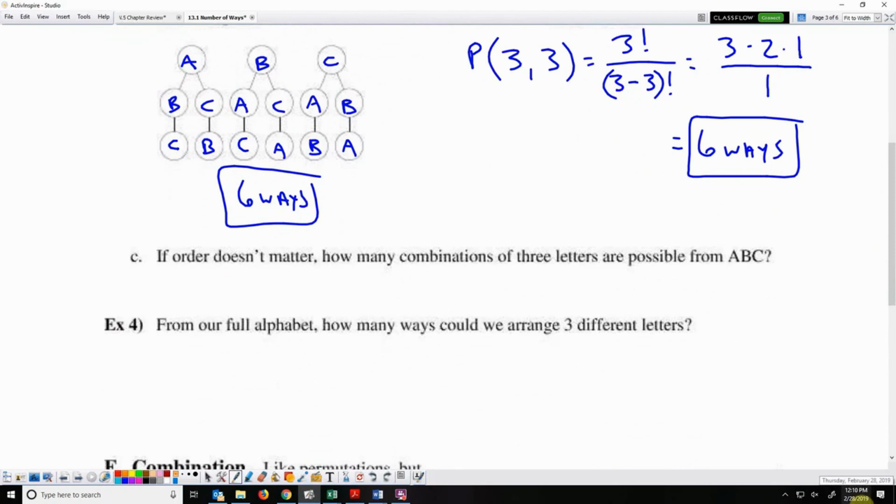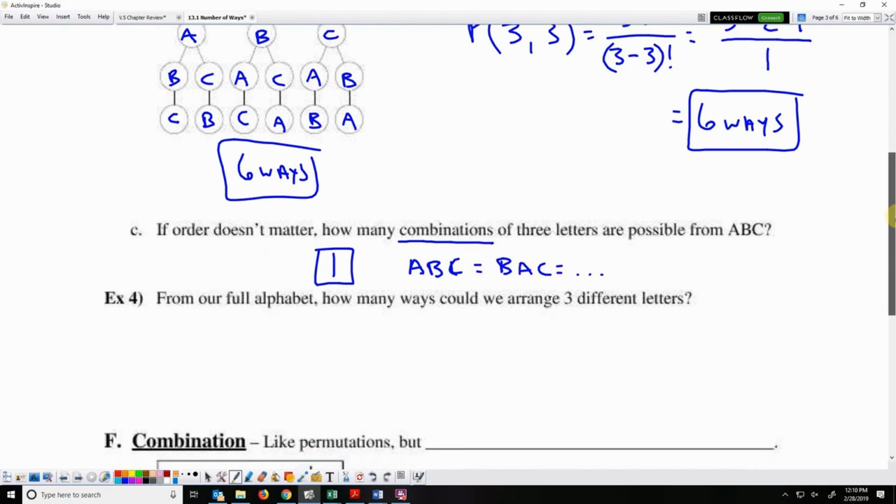If order does not matter, how many combinations? So combinations means that we don't care about order, it's not an arrangement, it's not a lineup. How many different combinations are possible using all 3 letters from A, B, and C? There's only one combination, because ABC is the same combination as BAC, and so on. No matter how I arrange them, it's still the same combination. So there's only one combination using all 3 of these letters, but there are 6 permutations, 6 ways that I can arrange them differently.